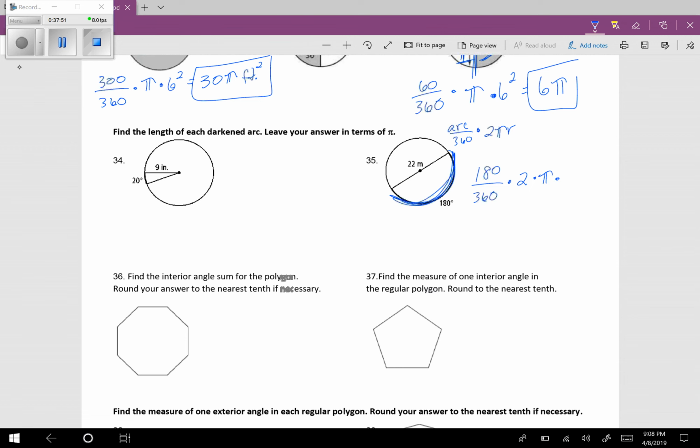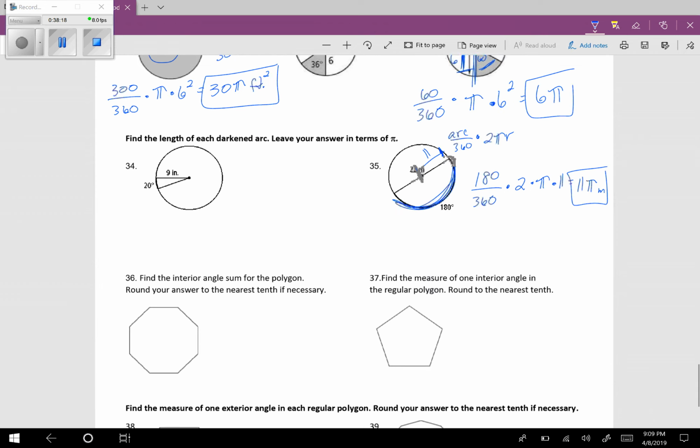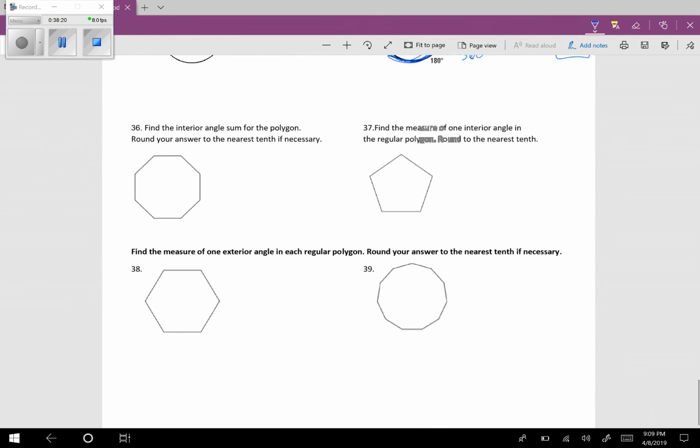Now our radius. 22 is your diameter. You have to cut it in half. So half of it is 11. So times 2 times pi times 11. And again, to leave our answer in terms of pi, multiply everything except for the pi. So 180 out of 360 times 2 times 11. You'll get 11. And you'll put the pi on the end, and it's meters. So 11 pi meters. Last couple.